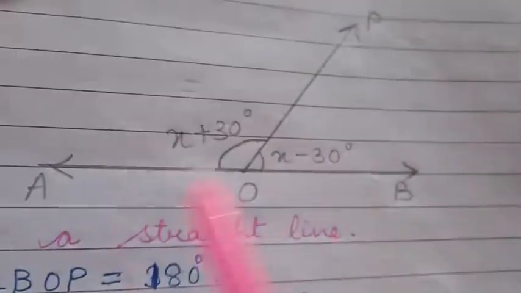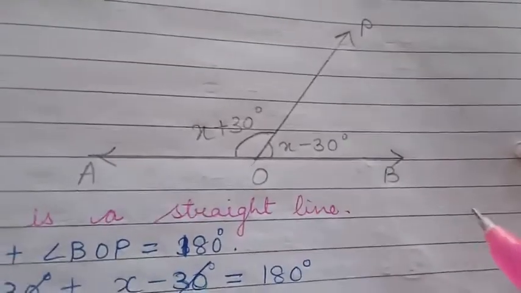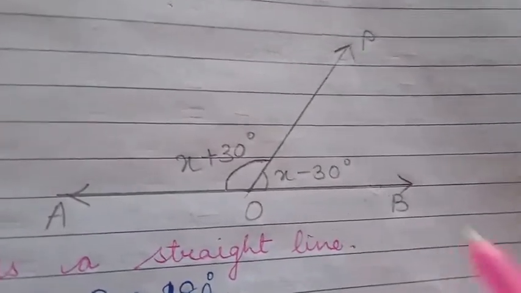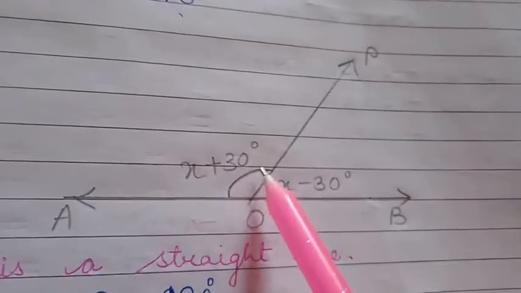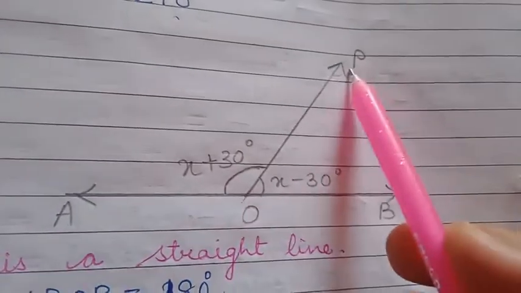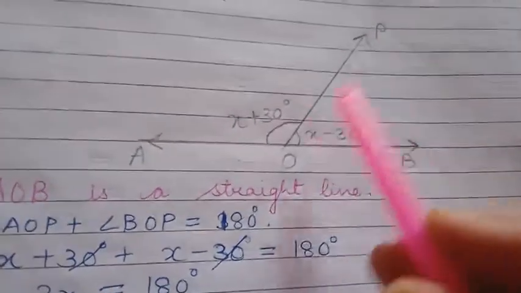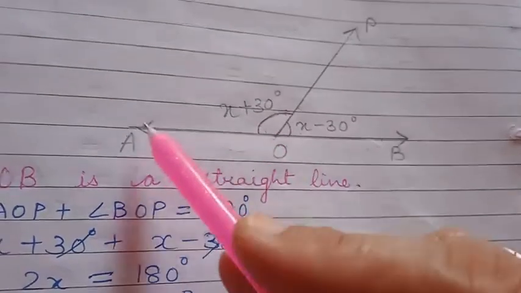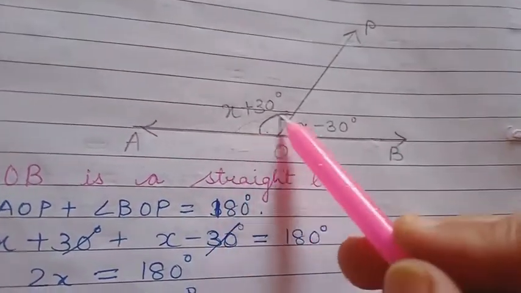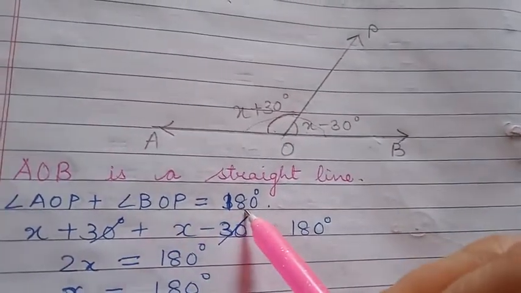AOB is a straight line. Whenever AOB is a straight line, or any such line is a straight line, always remember 180 degrees will come there. That is, angle AOP plus angle BOP is equal to 180 degrees, because AOB is a straight line and it forms 180 degrees.